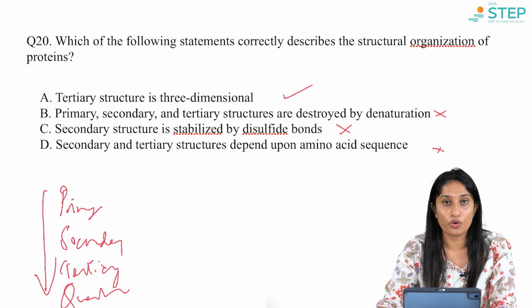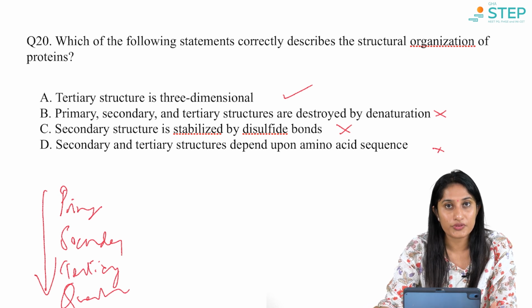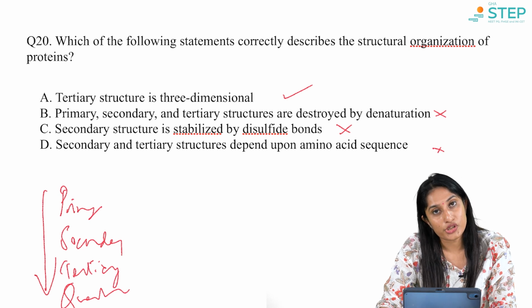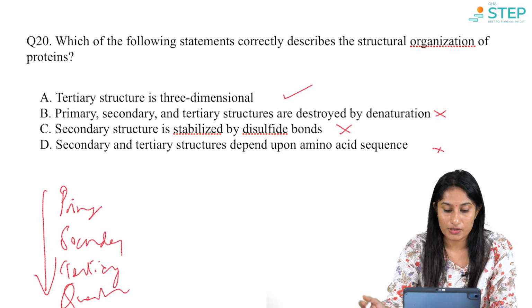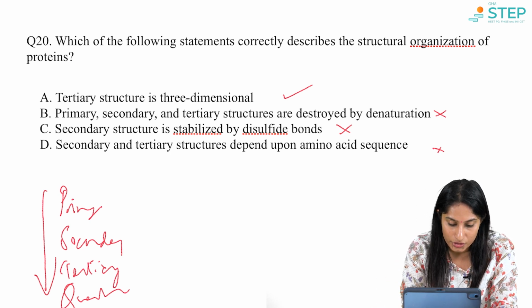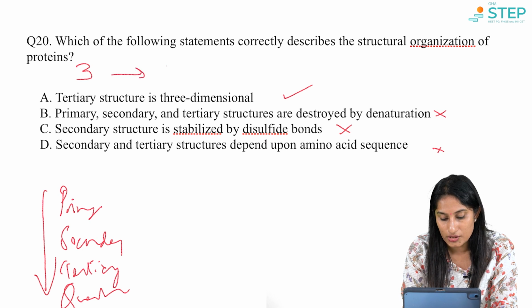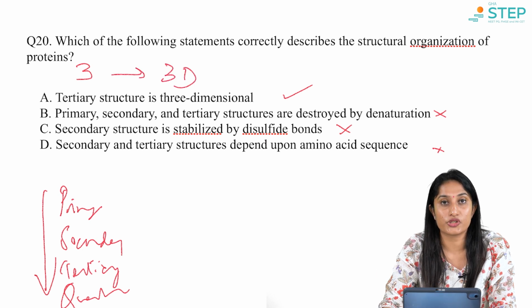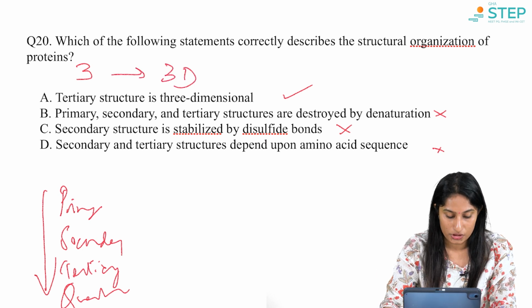So, what is the correct option? Out of these four, the closest and the best option we have here is that tertiary structure is three-dimensional. Easy to remember, tertiary means 3, which is 3D. Okay, tertiary structure is three-dimensional.